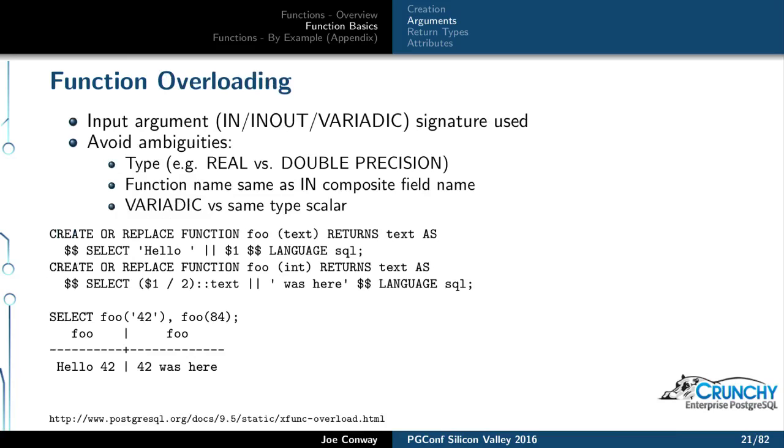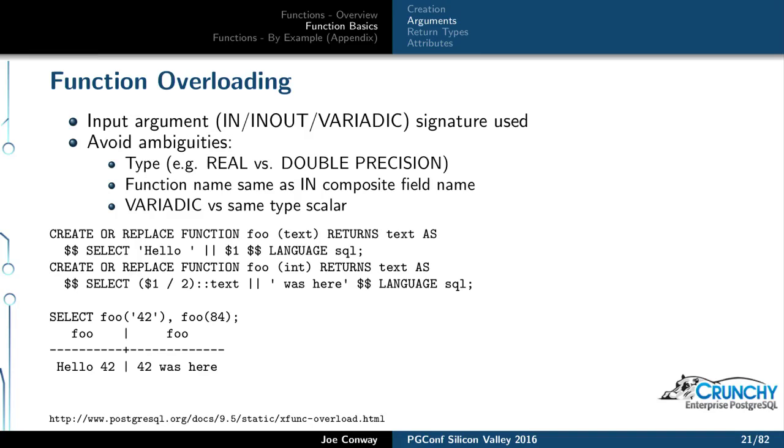So I've hit on this a few times now, but I did have a slide on it. This is function overloading. The signature that I was talking about is needed because Postgres does let you define multiple functions that have different sets of arguments. So the way Postgres disambiguates is using that signature.